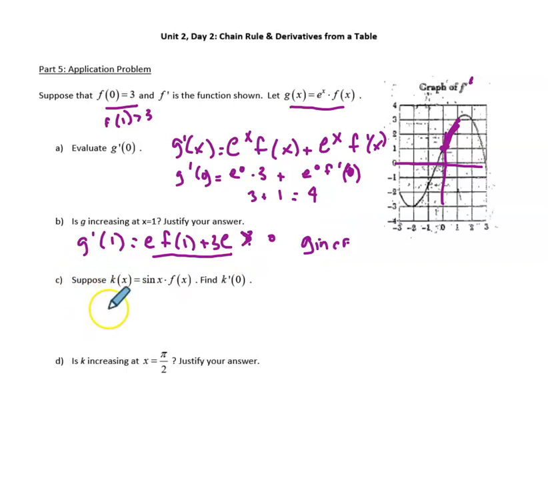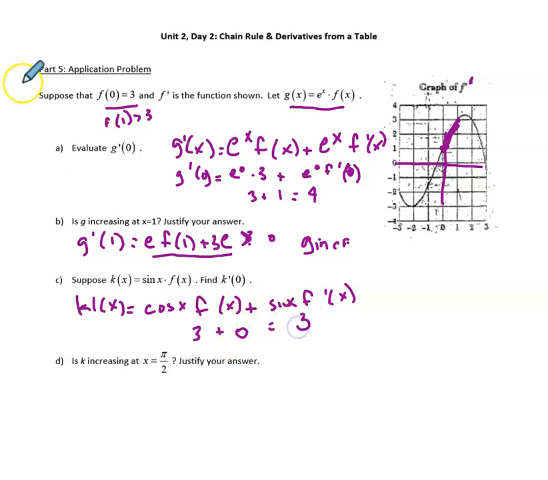Next question. Now they're saying k equals sine of x times f of x, so let's find k prime of 0. So that's another product rule situation. K prime of x equals the derivative of sine, which is cosine, times f of x, plus sine times the derivative of f, which of course is f prime of x. And now let's evaluate at 0. Cosine of 0 is 1, f of 0 is 3, so I have 1 times 3 is 3, plus sine of 0 is 0. So the answer here is just going to be 3.